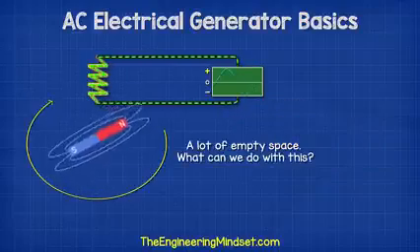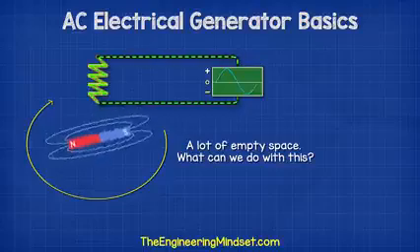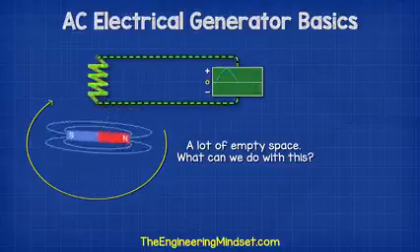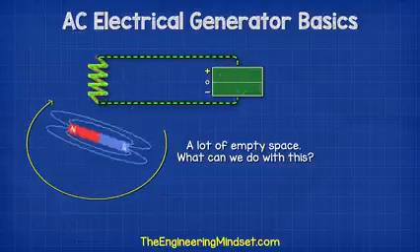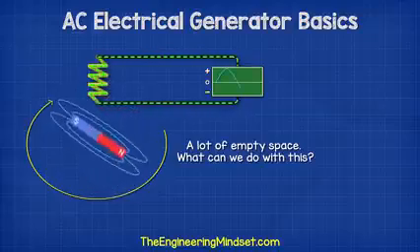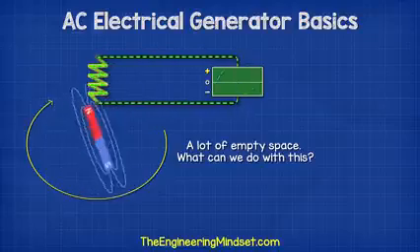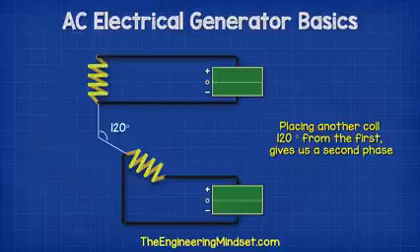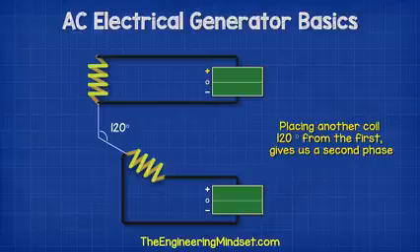But we have all this empty space between the coils, which seems a bit of a waste. So what can we do with all this space? Well, we can add more coils to create more phases and provide even more power. If we place another coil 120 degrees rotation from the first phase, this will give us a second phase.